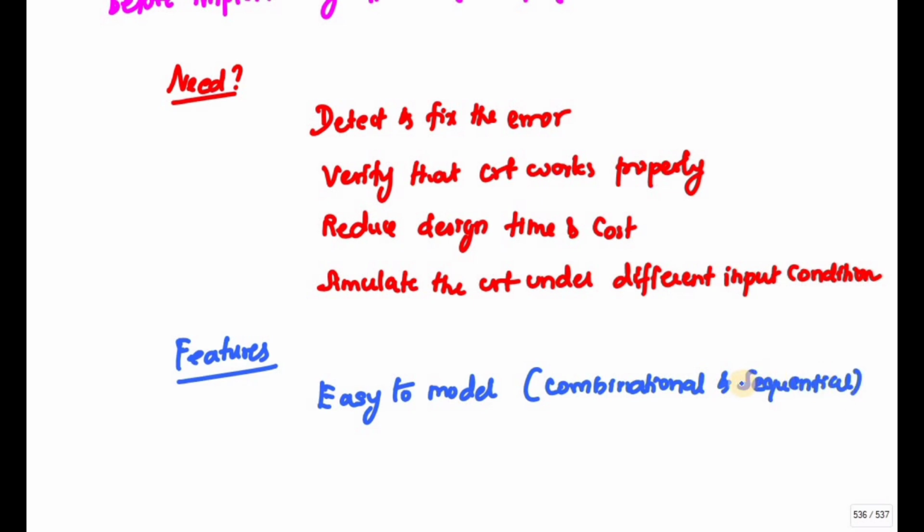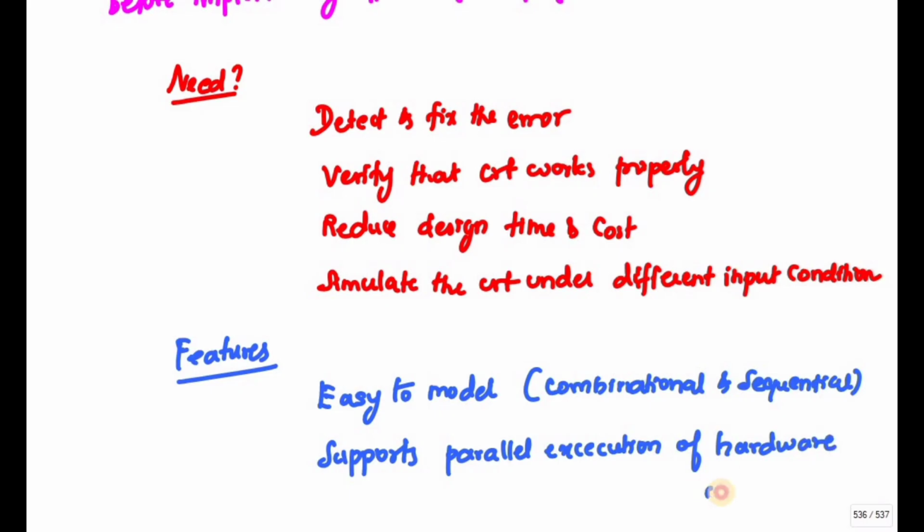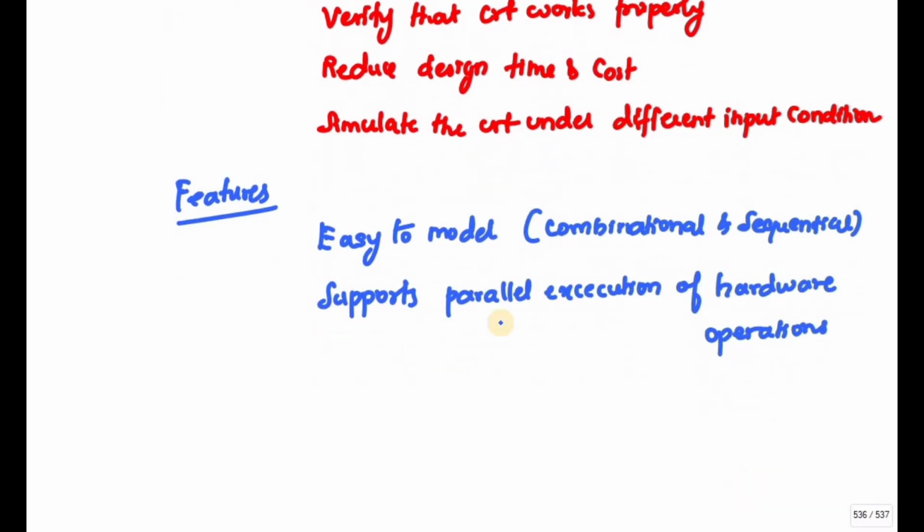So for example, if the number of inputs is 2, there will be 4 combinations: 00, 01, 10, and 11, because 2 power 2 is 4. Suppose the number of inputs is 1000. Then you will get 2 power 1000 combinations of inputs. For such inputs, it will simulate the circuit and give the result. So thereby it is being used.